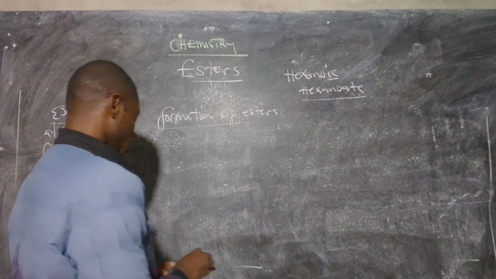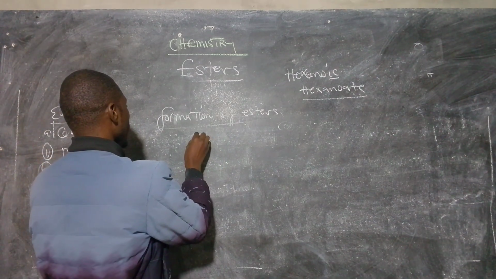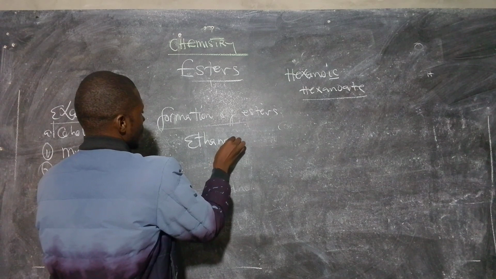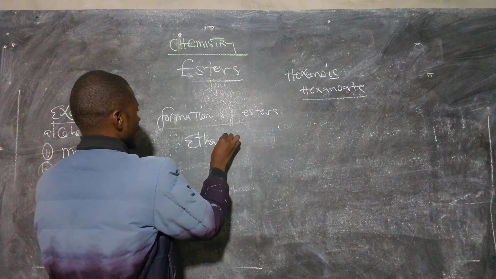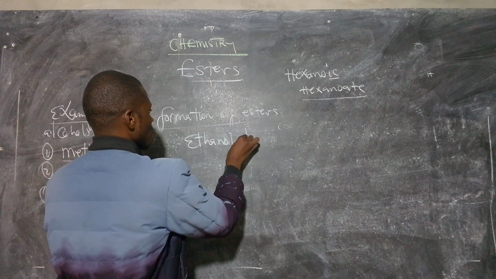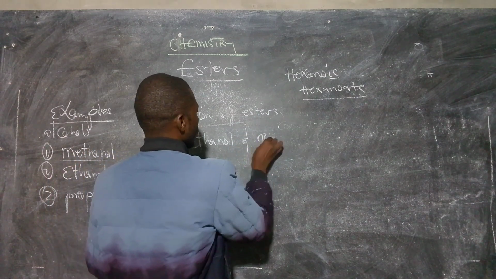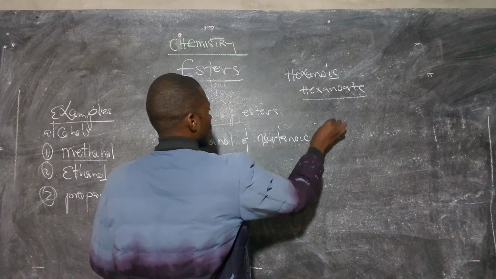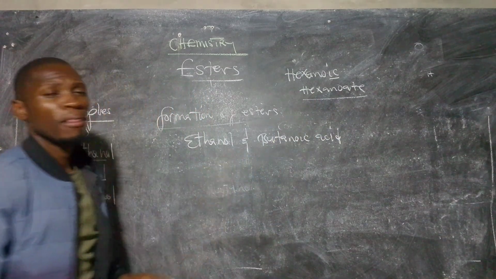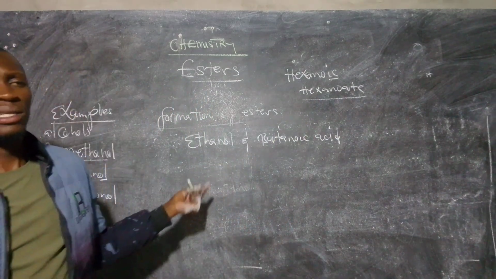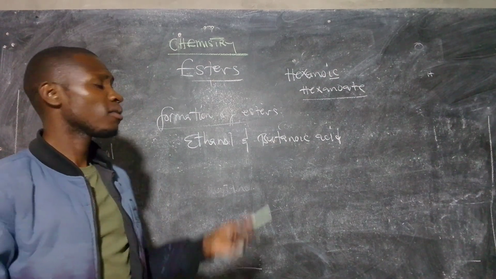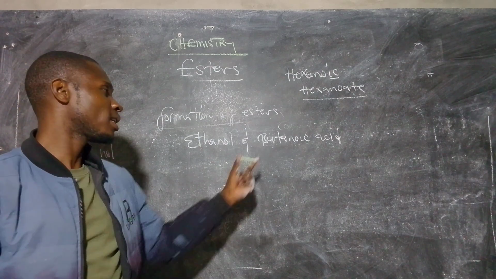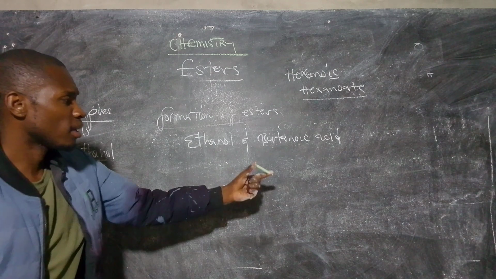Alright, so if you have two reactants, if I have ethanol and butanoic acid, go ahead and predict what is the name of the ester which will be formed when ethanol reacts with butanoic acid. What could be the product?